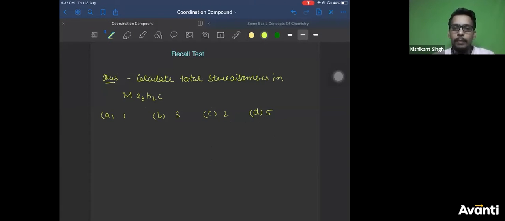How many geometrical plus optical isomers are possible for this molecule? Let us see that. So, you can start voting. We will discuss this and it will also revise our previous class.